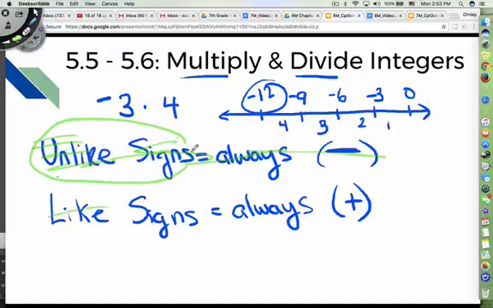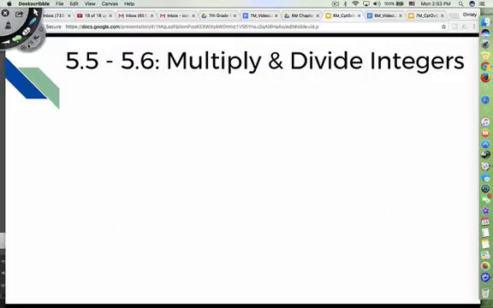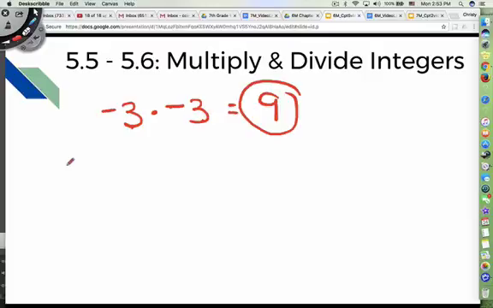So, unlike signs, always negative. Like signs, always positive. Okay, so let's go ahead and do some examples with this in the back of our mind at all times. And I'm not going to highlight anymore. Okay, -3 times a -3. 3 times 3 is 9. Negative times a negative is a positive, so my answer is 9.